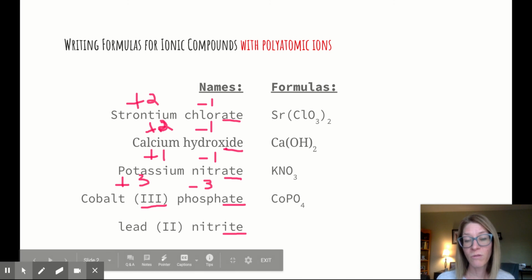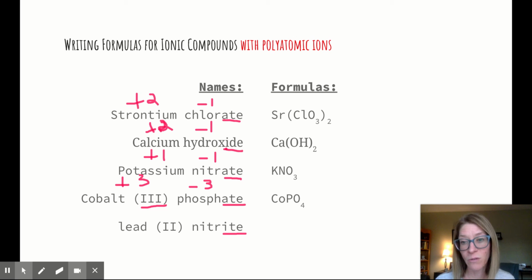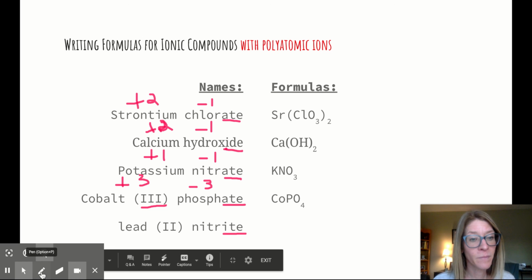But remember, to include phosphate, you have to include all of PO4 because that is phosphate. If you change the PO4 or if you take off the 4, now you've changed the formula completely, which means it would not be correct.